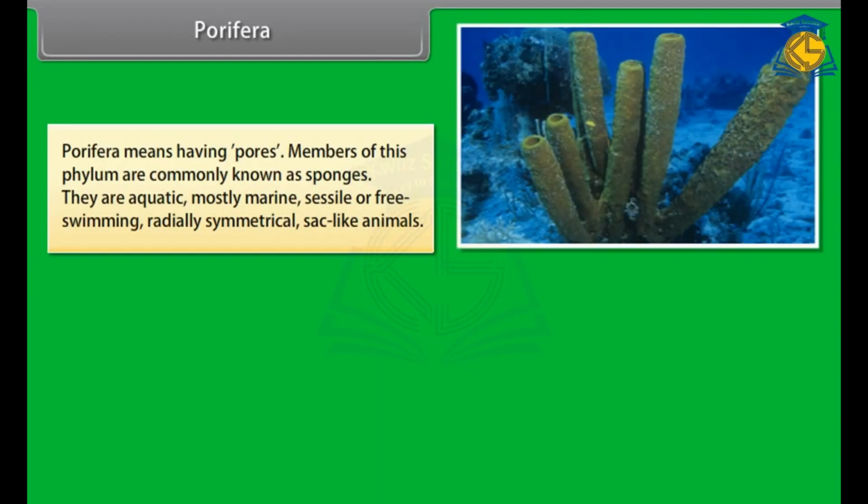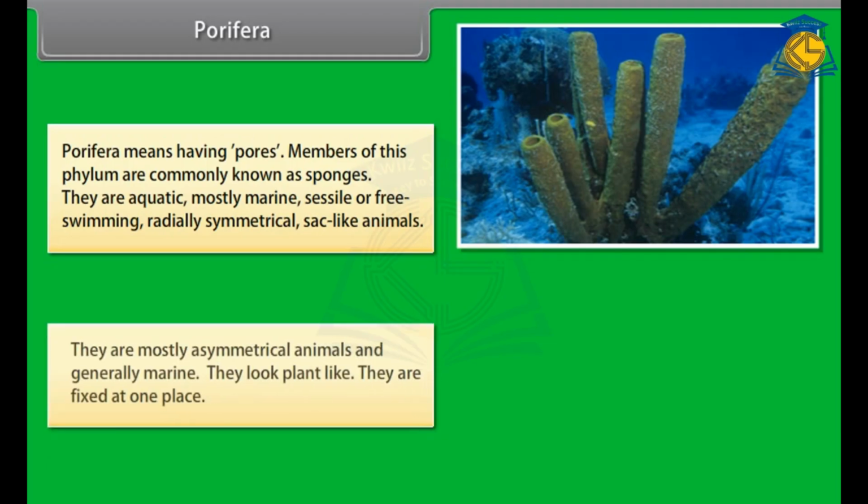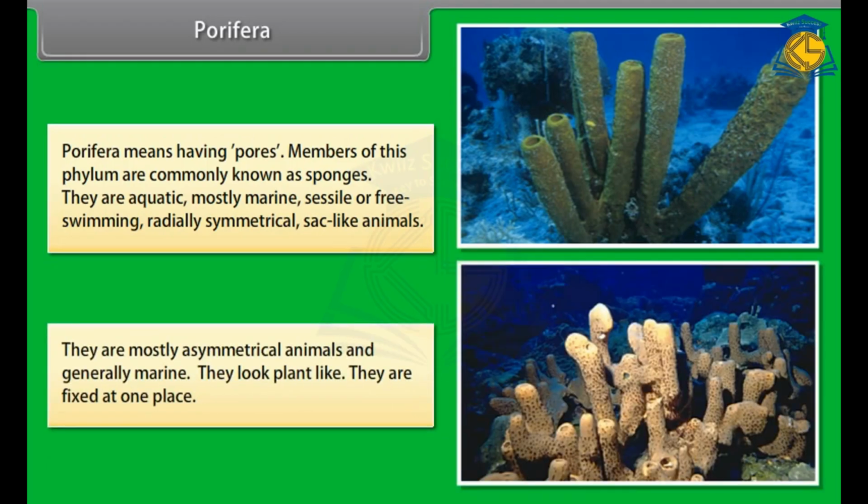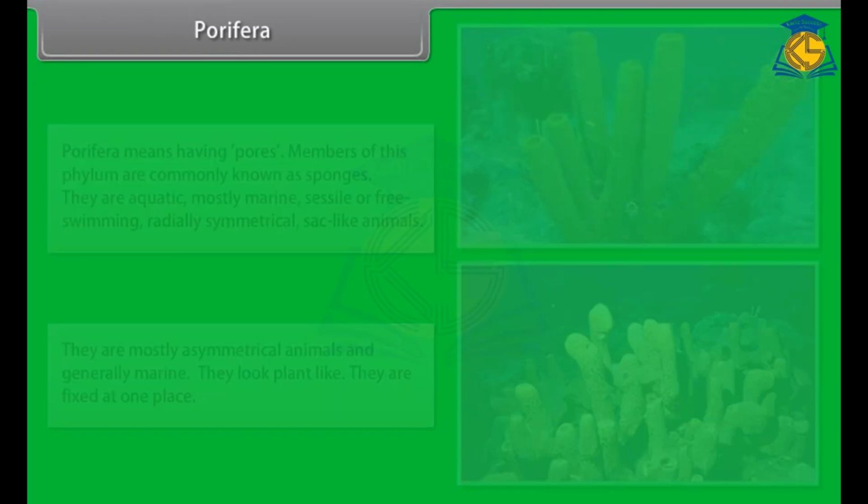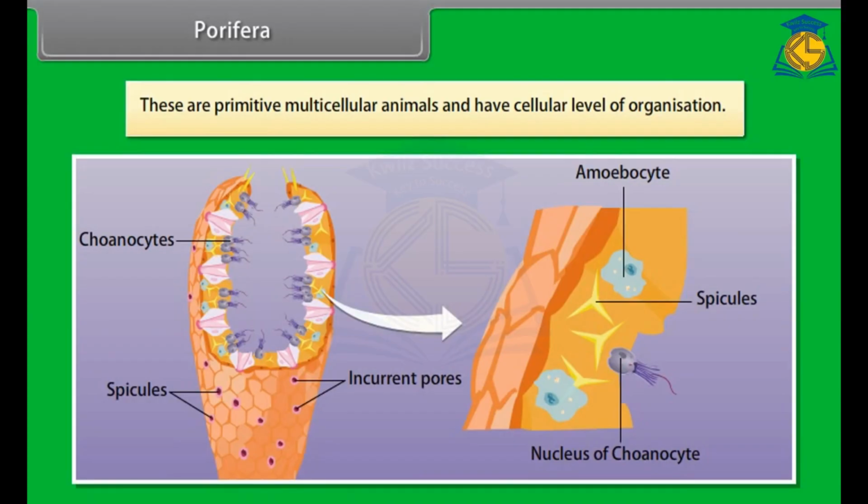Porifera. Porifera means having pores. Members of this phylum are commonly known as sponges. They are aquatic, mostly marine, sessile or free-swimming, radially symmetrical, sac-like animals. They are mostly asymmetrical animals and generally marine. They look plant-like. They are fixed at one place.